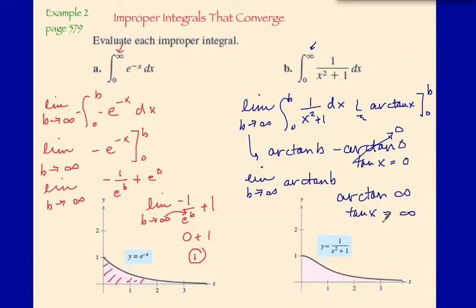Where is tangent undefined? Remember, the tangent function has a ton of little asymptotes all over the place, right? Well, the first one that we come to is where cosine is undefined, where cosine is 0, and that's pi over 2. So your answer here is pi over 2. And that is the area of this region under the curve from 0 to positive infinity. So those are two improper integrals that converged.